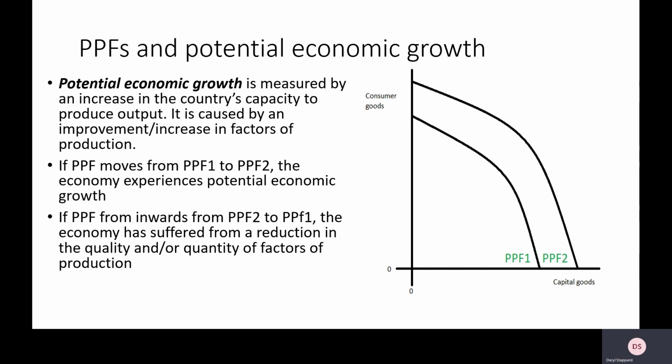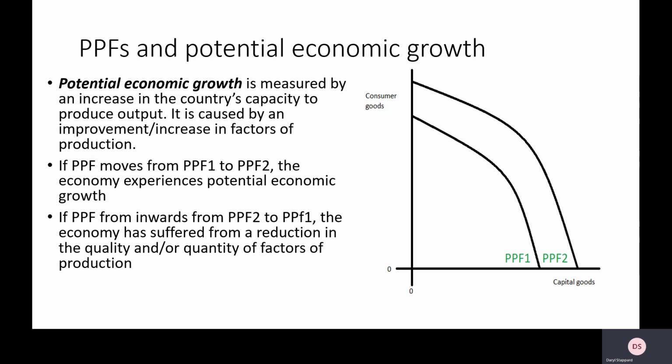In this slide, everyone, we can show something we call potential economic growth. So when the PPF moves outwards, it means that those previously unattainable output points have now become attainable. The PPF moves outwards because of an improvement or an increase in a country's factors of production. So if we go from 1 to 2, it would mean that the country's land, labour, capital and enterprise has either got better or it's increased.